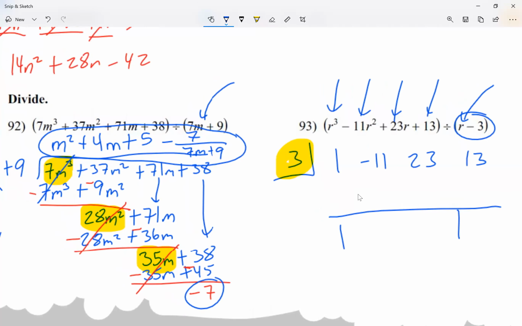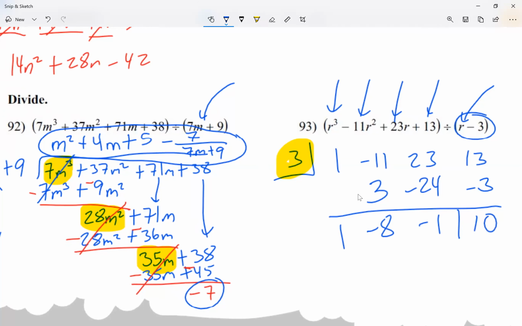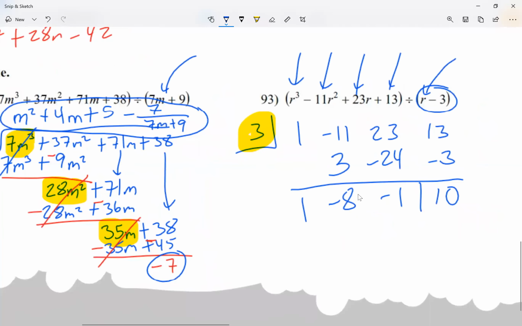So let me just write my result here. Let me combine those two numbers. -11 plus 3 is a -8. All right, -8 times 3 is a -24. And then when I combine those two numbers, 23 minus 24 is a -1. -1 times 3 is a -3. And then my remainder will be 10. Okay, so I got a remainder.